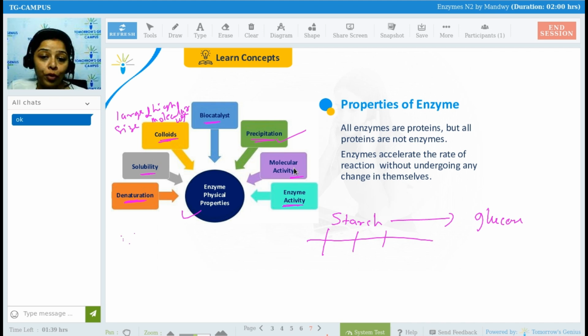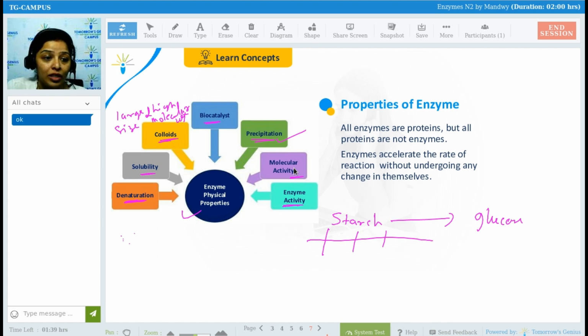Now let's see another property. What happened, Arthi? Ma'am, yeah. Is what I'm trying to explain clear to you? Are you getting the concept? Or do you want me to explain the things again? No, ma'am. Clear only. Okay.